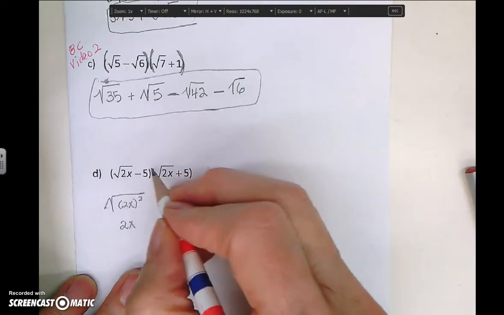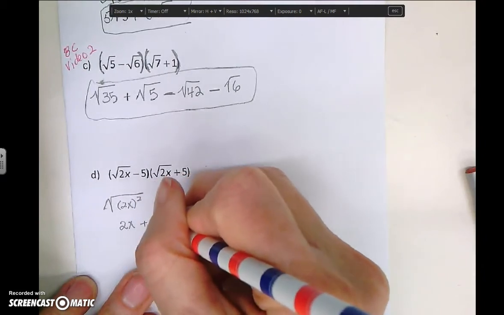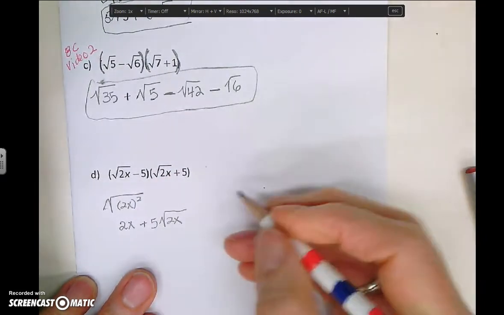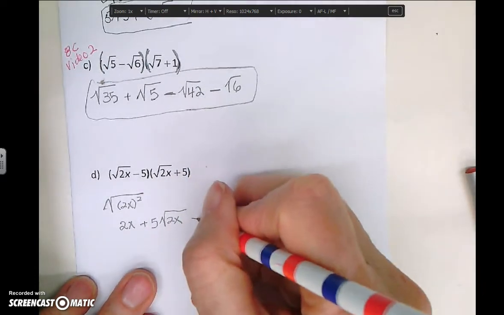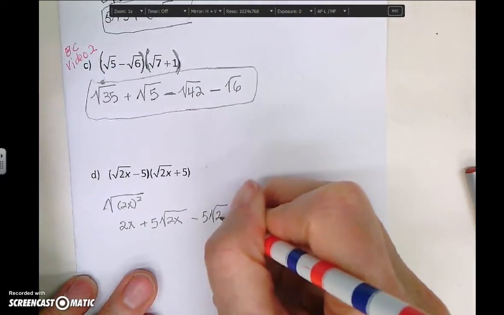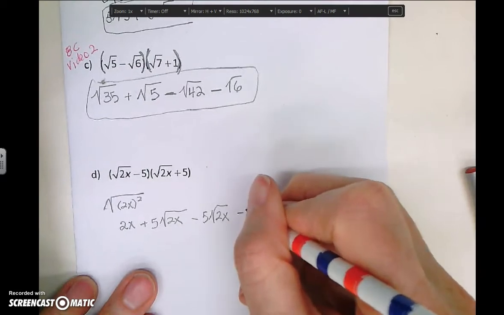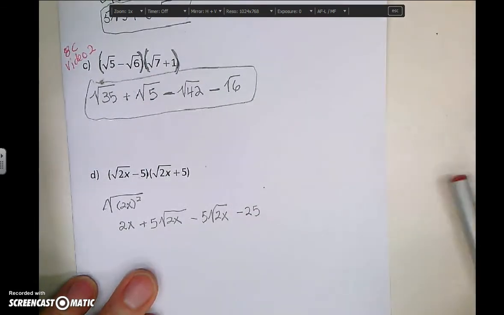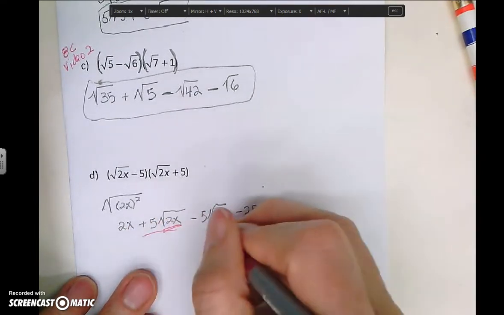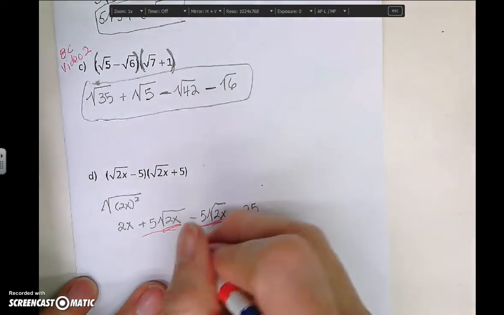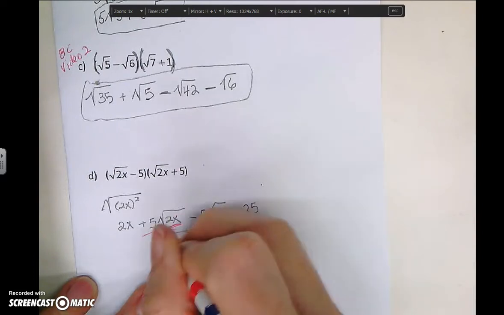So then I've got the square root of 2x times 5. So outside's 5, inside is 2x. The negative 5 times this radical is going to give me a minus, outside 5, inside 2x. And then negative 5 times positive 5 is negative 25. So now we can see these are like terms. I have a plus 5 and a minus 5, so it's going to be 0. So this ends up being 2x minus 25 for my answer.